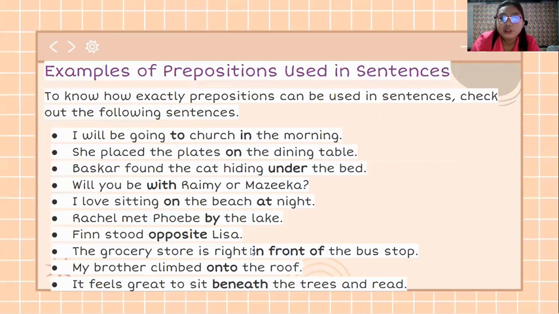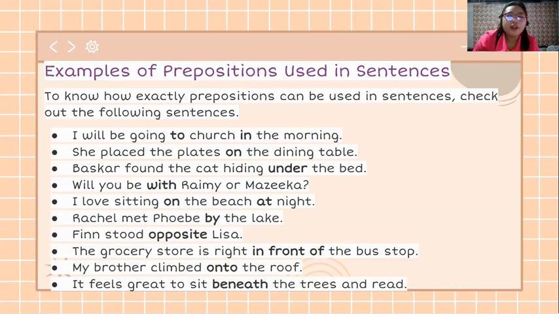Examples of prepositions used in sentences. To know how exactly prepositions can be used or function in sentences, check out the following examples of sentences. I will be going to church in the morning. She placed the plates on the dining table. Bhaskar found the cat hiding under the bed.